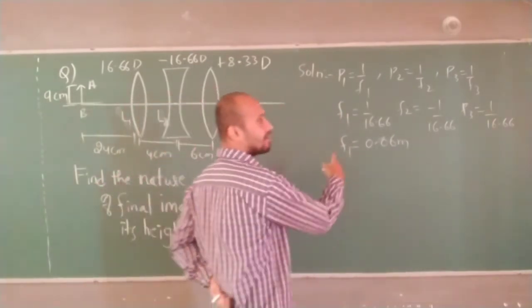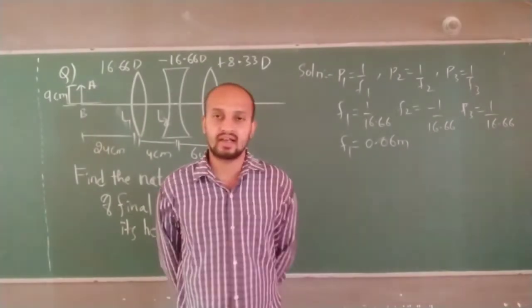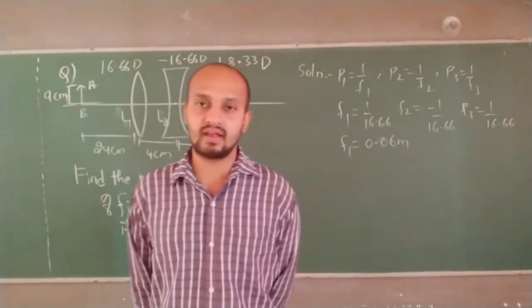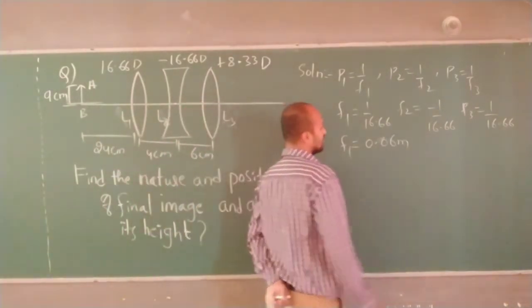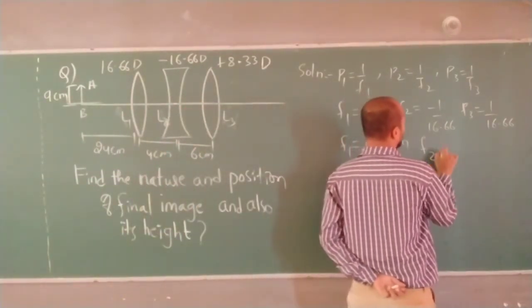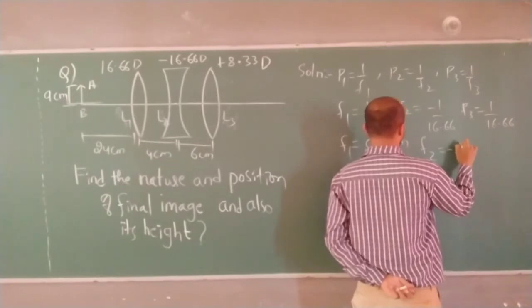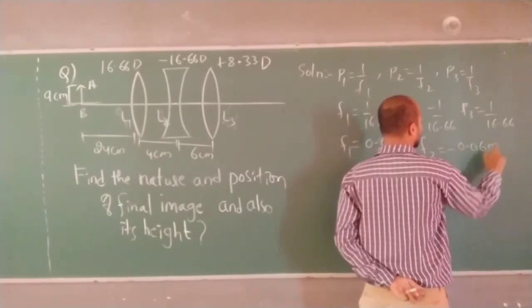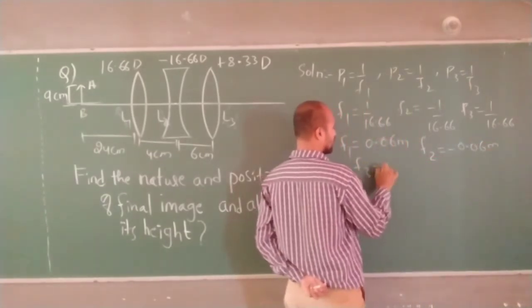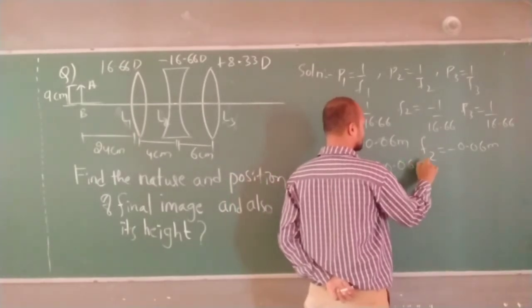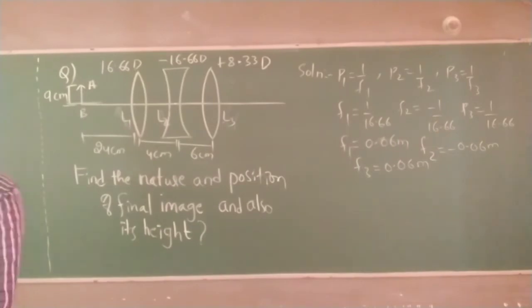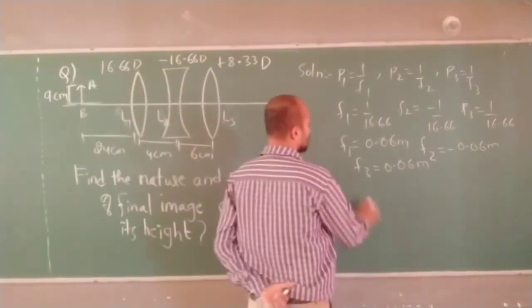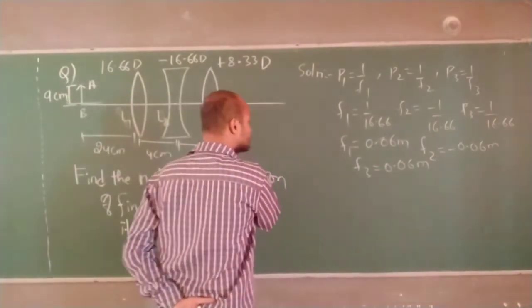That is in meters, because the diopter is calculated when the focal length is in meters. So f1 is 0.06 meter, f2 is minus 0.06 meter, and f3 is again 0.06 meter. So you know the focal lengths.